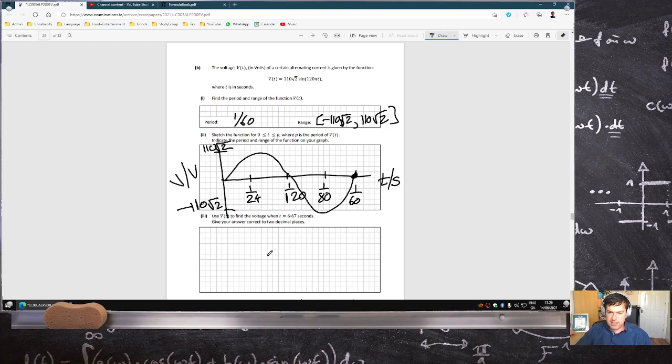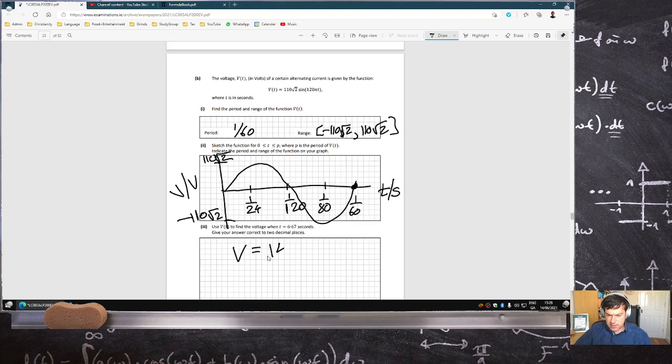Find the voltage at 6.67 seconds. That's easy. 110 times root 2 times sine 120 times pi times 6.67 seconds. And then the voltage would be 147.95 volts.